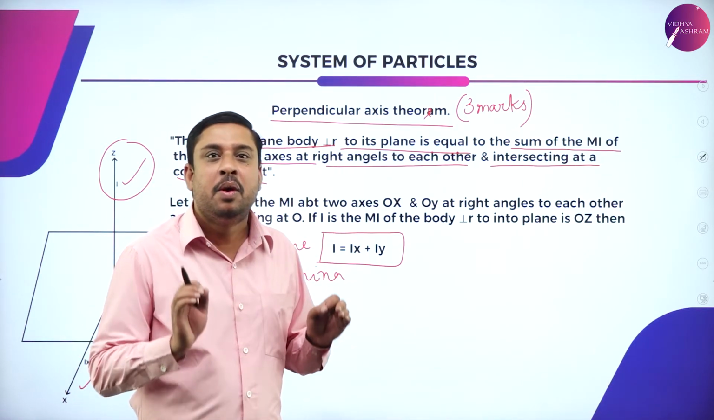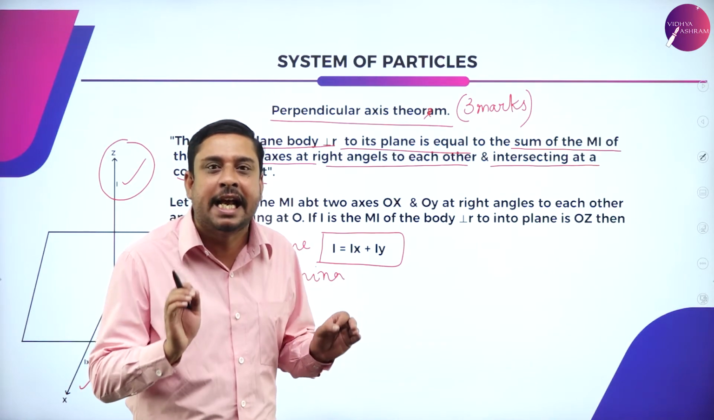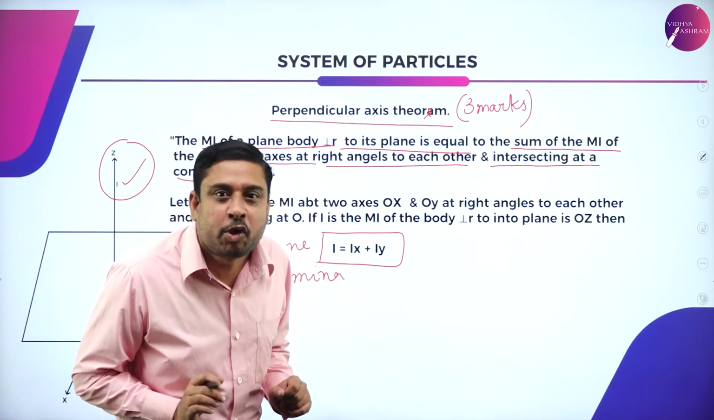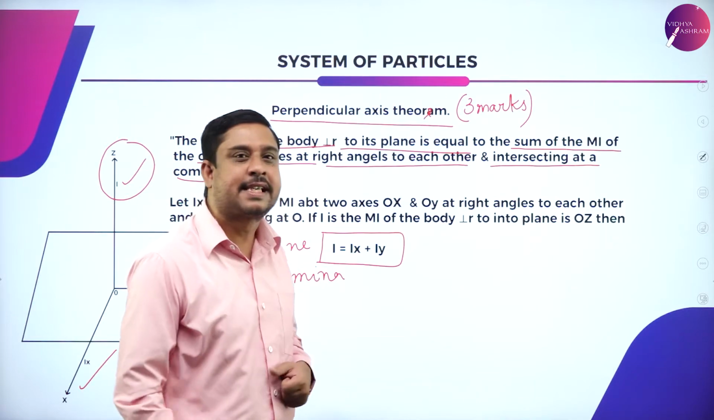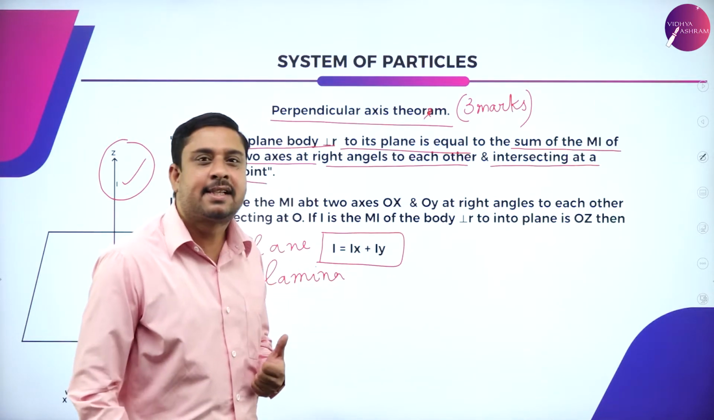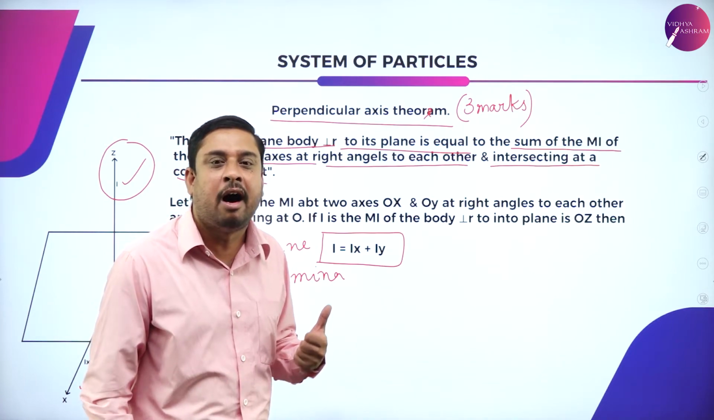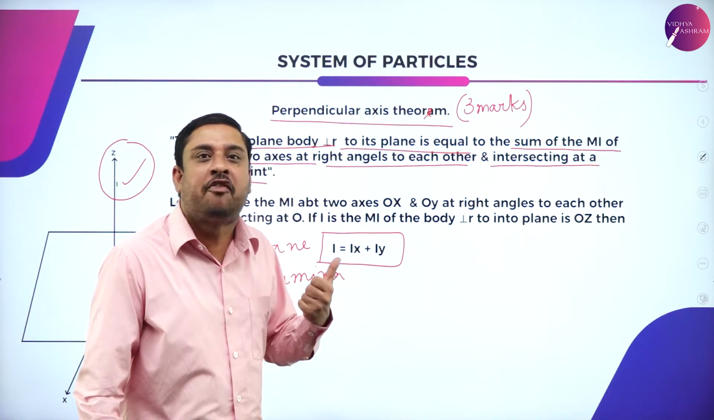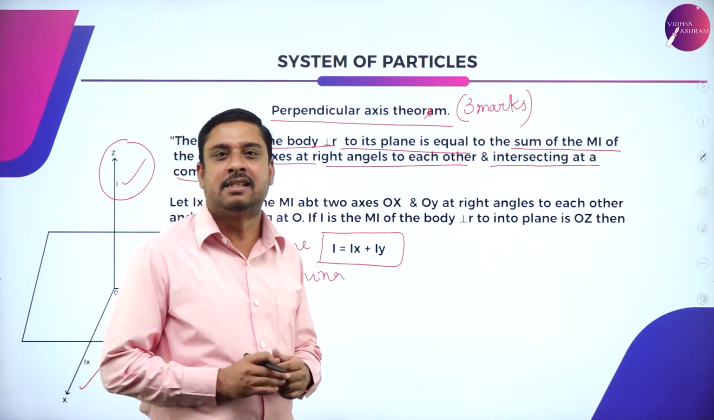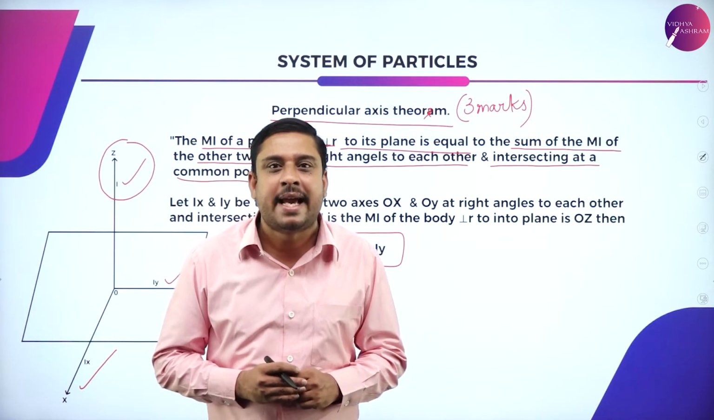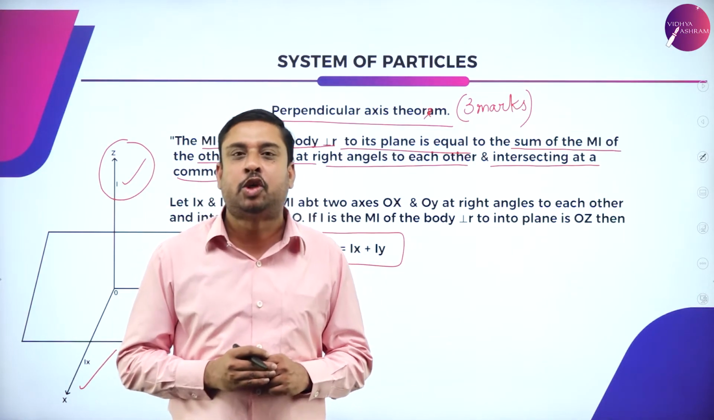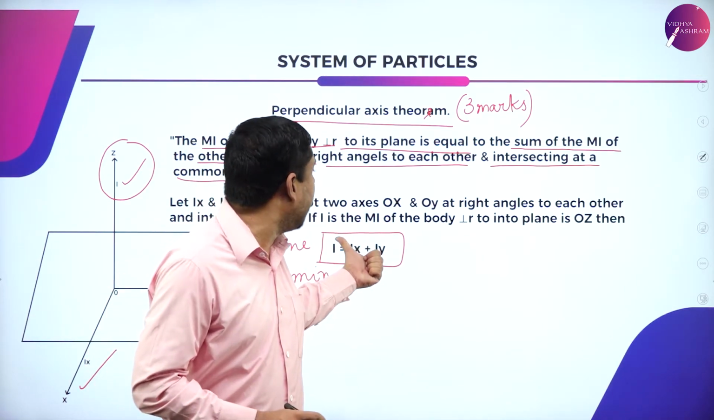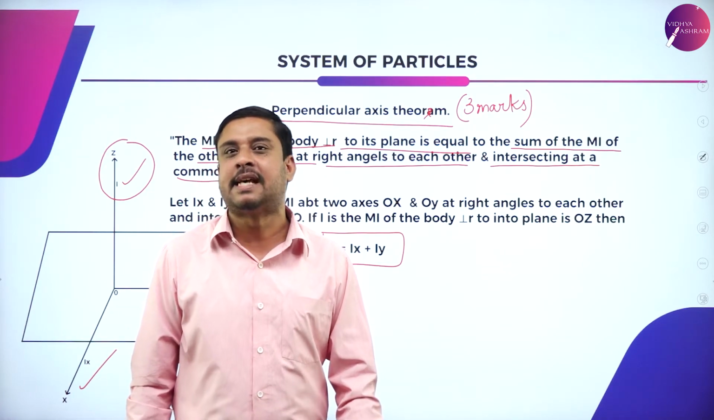What is I? Moment of inertia about an axis perpendicular to the plane, which is z-axis in this case. Ix, moment of inertia along x-axis. Iy, moment of inertia along y-axis. X and y-axis are perpendicular to each other. They act at a common point O. Therefore, I equals Ix plus Iy.